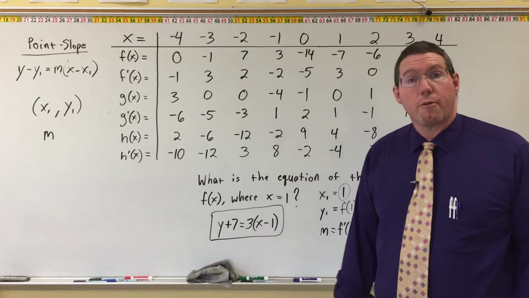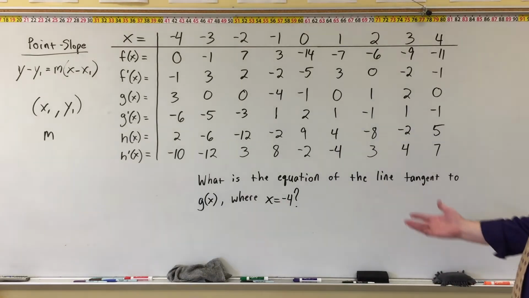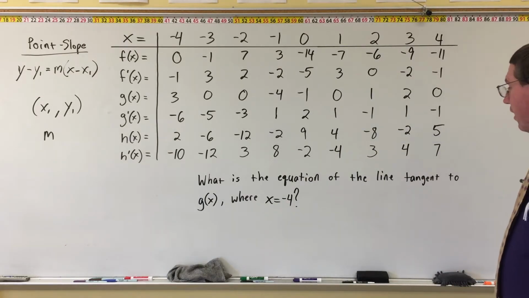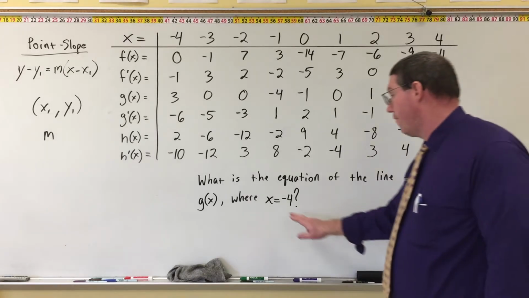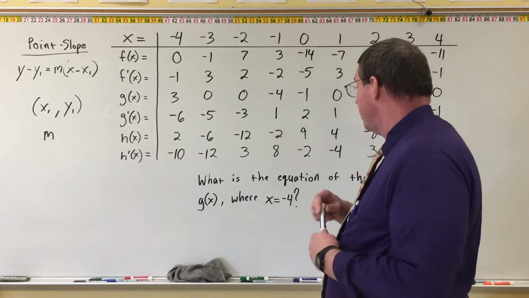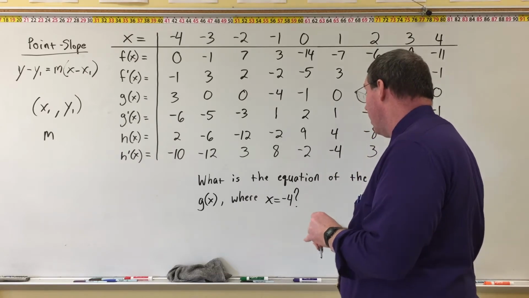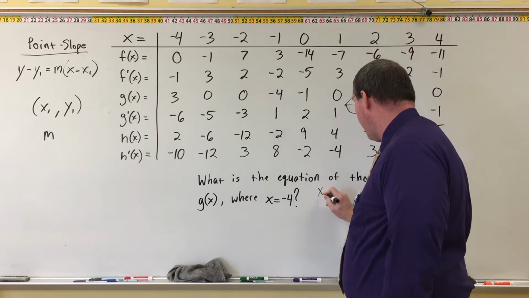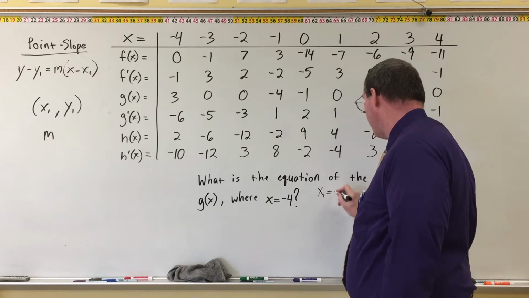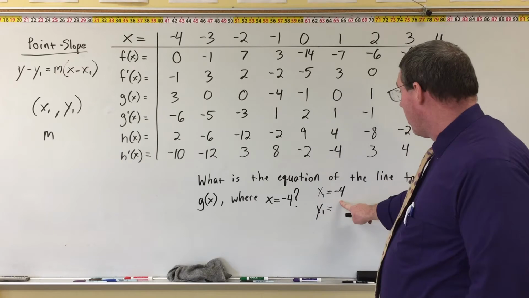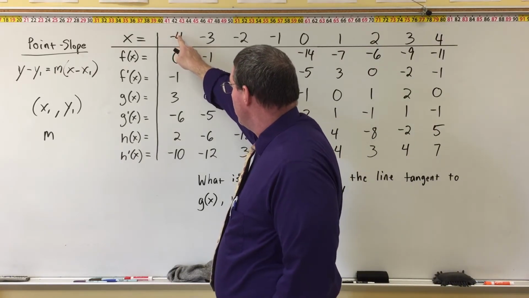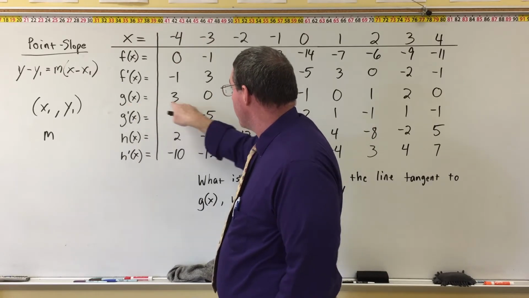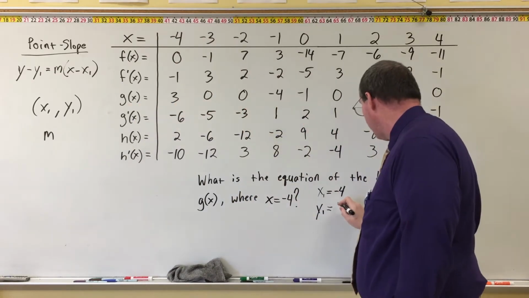Okay, let's do another example. All right, let's try this one. What is the equation of the line tangent to g of x where x is equal to -4? Again, we just need three pieces of information. They've given us the x value, so x1, for the purposes of that formula, is -4. We just need the y value, so we go where x is equal to -4. That's right here. The output value for g of x is 3. That means y is equal to 3.